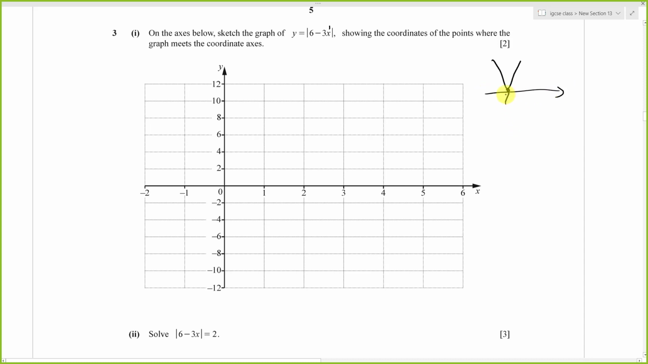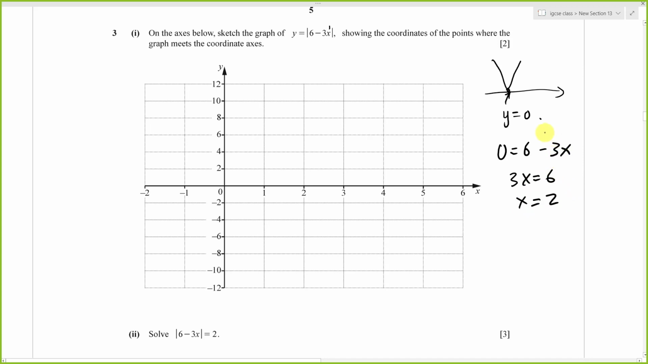How to find this vertex? We make y equals to 0, sub into the equation, and then we also need to find the y-intercept. Y-intercept is quite easy, right? Which is x equals to 0, because we need to know what is our y-intercept. So step by step, we sub y equals to 0 first. So 0 equals to 6 minus 3x. So 3x equals to 6, x equals to 2.